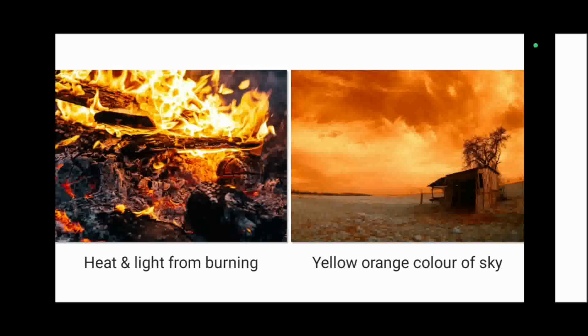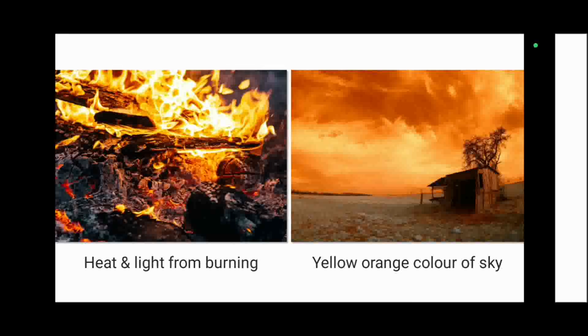And then another example, heat and light from burning. According to physics, heat and light from burning are produced due to the following processes: chemical reaction, exothermic reaction, kinetic energy, chemical energy, etc.